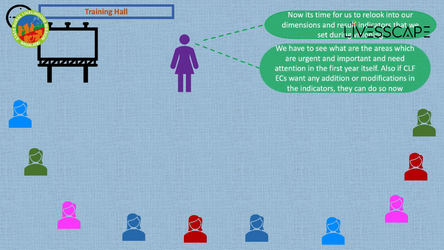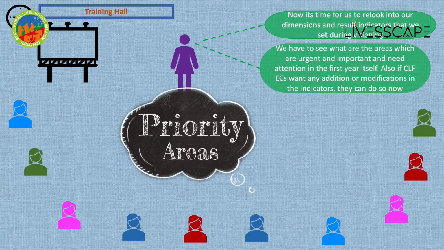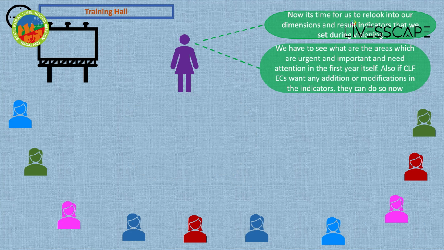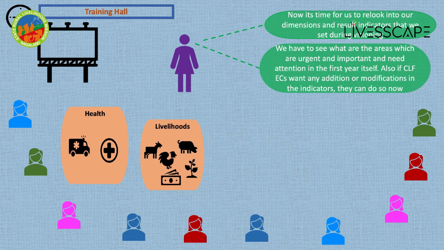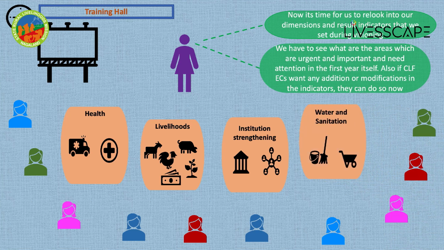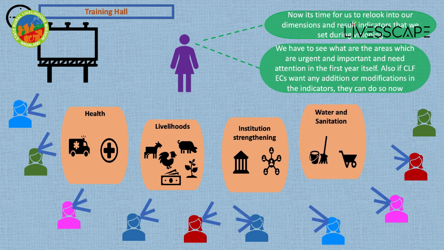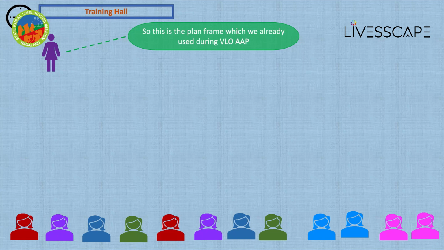This session will allow them to revisit their vision and the dimensions that they had finalized. We have to see which are the areas which are urgent and important for us and need attention in the current year. Also, if the CLF ECs do want any addition or modification in the indicators, they can do so now. As you can see in the screen, the four most common dimensions are coming up. You've got health, livelihoods, institution strengthening, water and sanitation. This is the time when the EC members, if they want any addition or modification in any of the indicators, they can do so now.